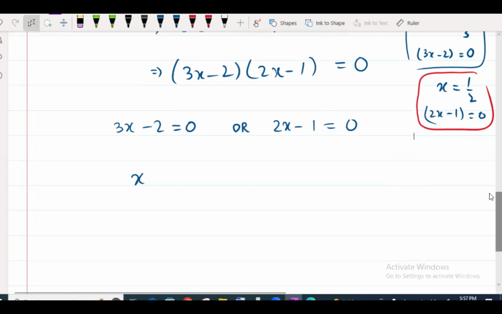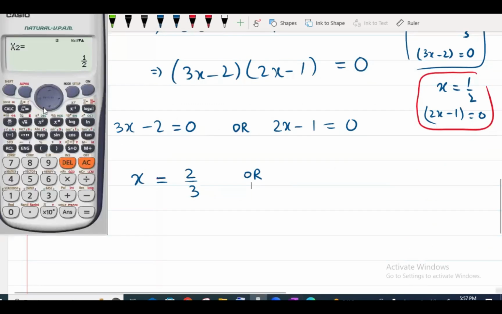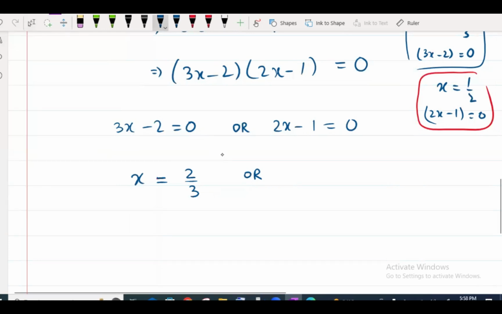So, x equals to what? x equals to 2 upon 3. Check it. And the second value, x equal to 1 by 2. The first value was 2 by 3, and the second value was x equal to 1 by 2.